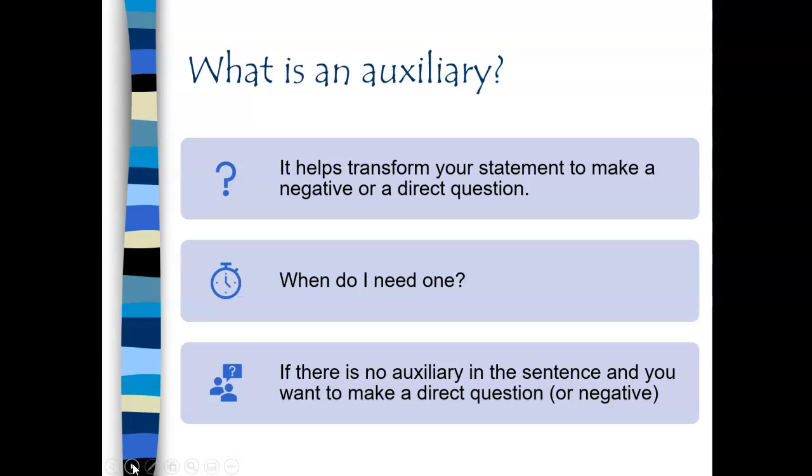So you might say, what is an auxiliary? I know you've learned this before, but it's a word that helps transform your statement to make it into a negative or a direct question. Most sentences, if I say, for example, I am working on Sunday afternoon, that sentence, I am working, it already has its own auxiliary. But if I say, I ate a sandwich for lunch, then I don't have an auxiliary, and so I need one to make a negative or a question. So as I said, the auxiliary helps transform your statement. And so if there is no auxiliary, then you'll need one to make a direct question.